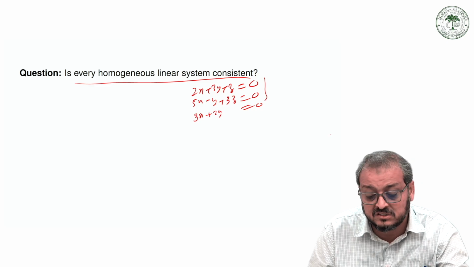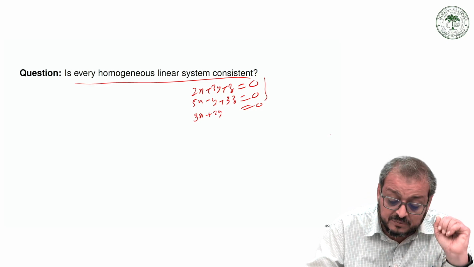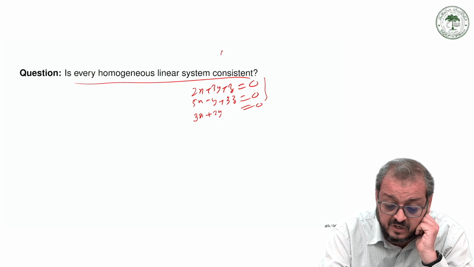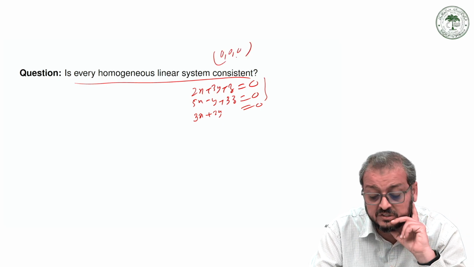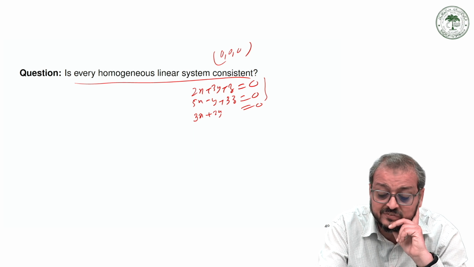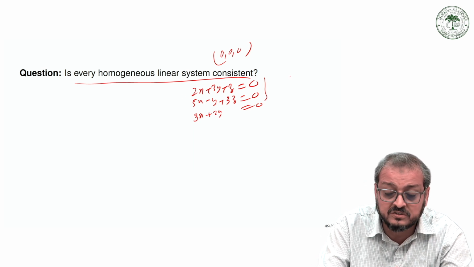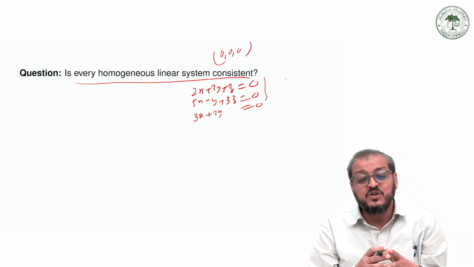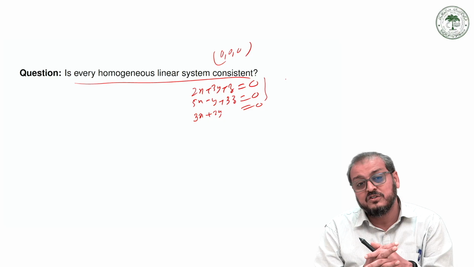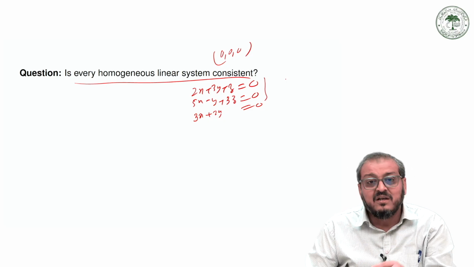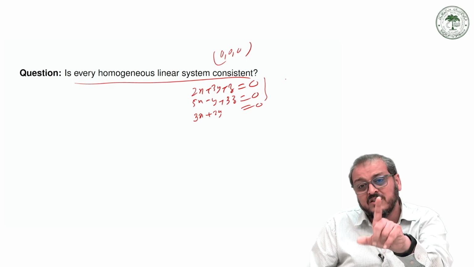Then we can say that the system of equations is consistent. If you take (0, 0, 0), clearly it is one of the solutions of this system, because (0, 0, 0) satisfies all these equations. We have x equal to 0, y equal to 0, z equal to 0, and the sum of all this is equal to 0. So the answer to this question is yes, every homogeneous linear system is consistent and at least one solution exists.